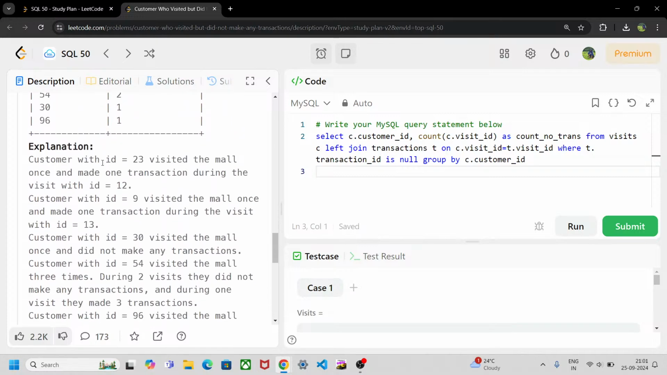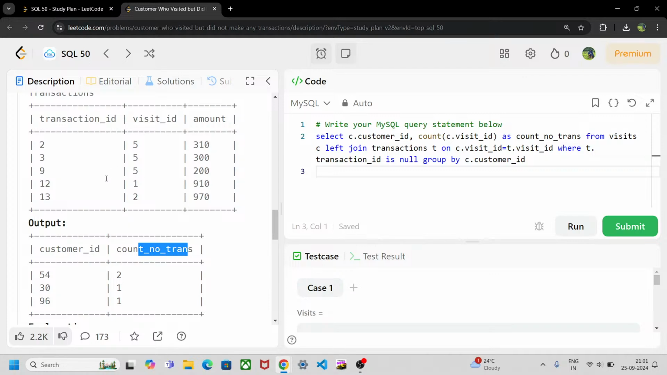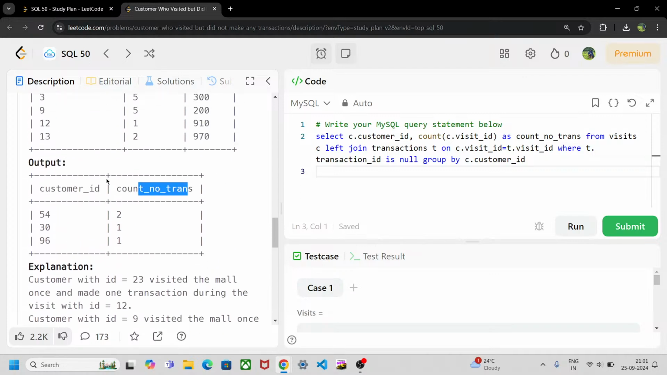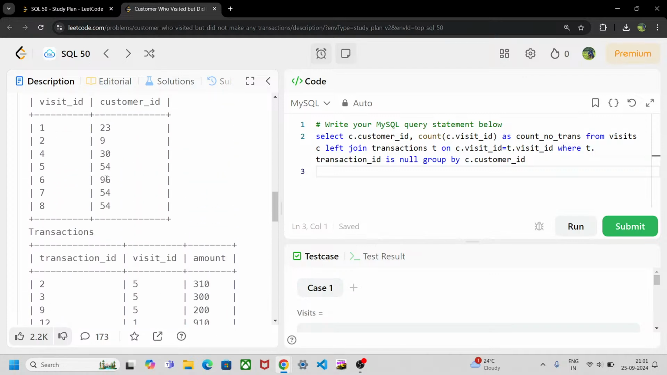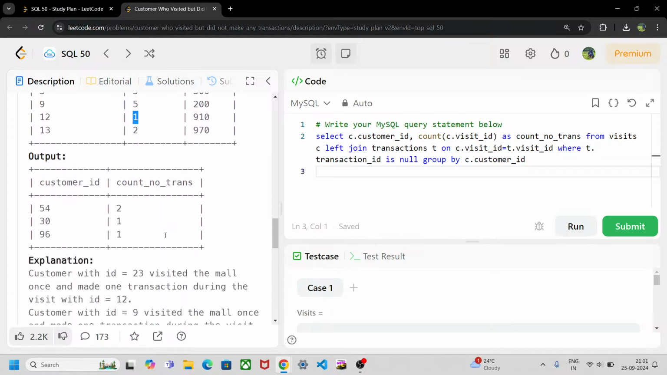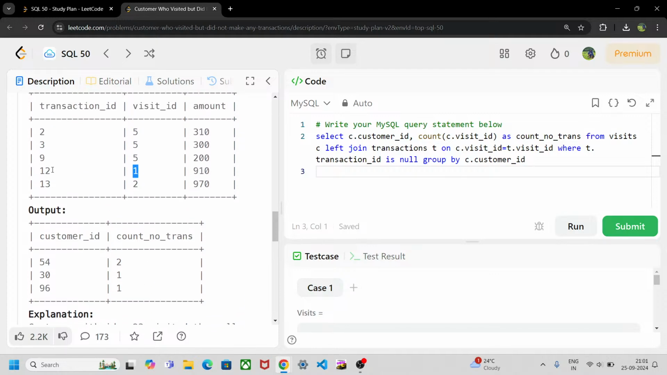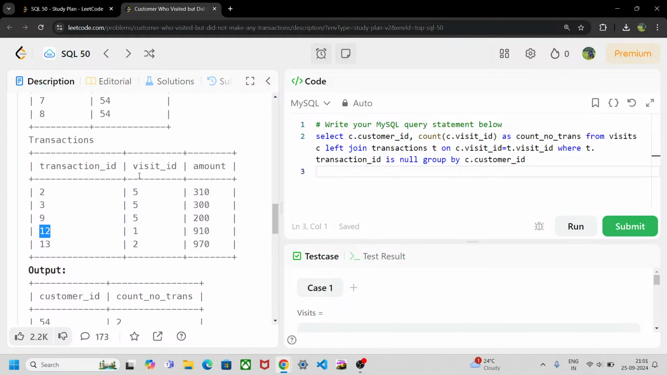So here you can see customer with ID 23 visited the mall once and made one transaction during the visit with ID 12. Okay, so if you can see, where is customer with ID 23, it is saying. Okay, so this is customer ID with 23 and visit ID is 1 here. Visit ID 12 it is saying. So this is the transaction ID. That is what they are saying. Okay.